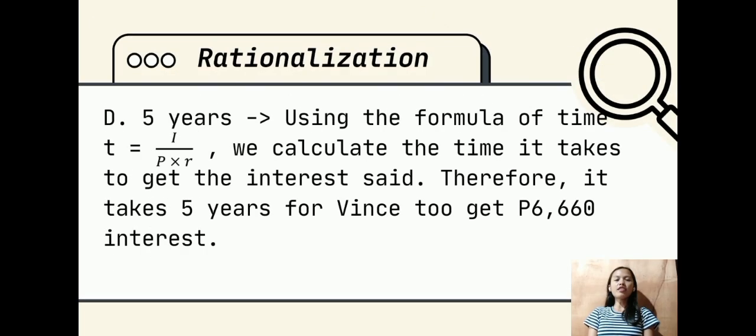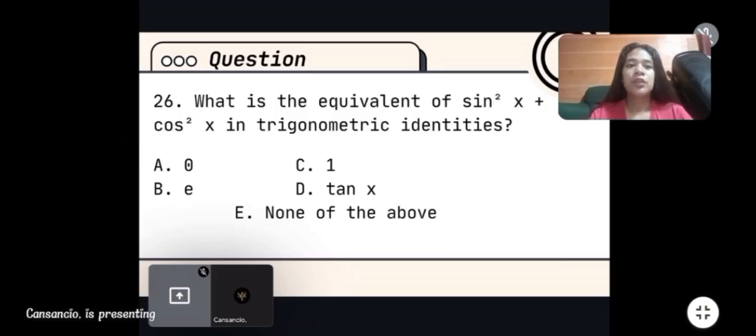The correct answer is letter D, 5 years. Using the formula of time, we have T is equal to interest over principal amount times rate. We calculated the time it takes to get the interest set. Therefore, it takes 5 years for Vince to get 6,660 pesos interest.